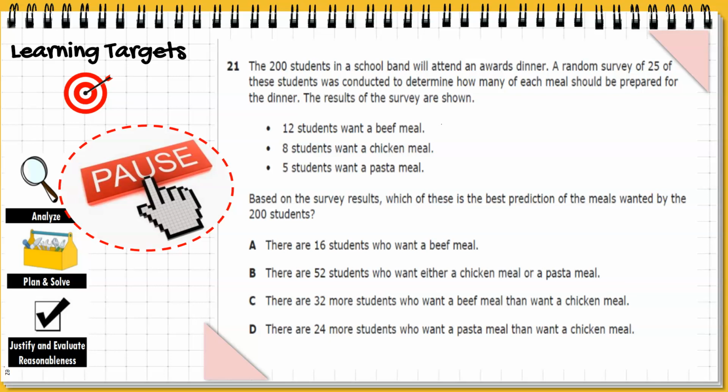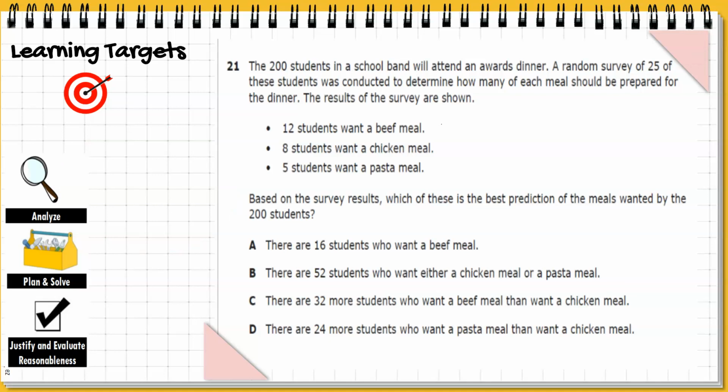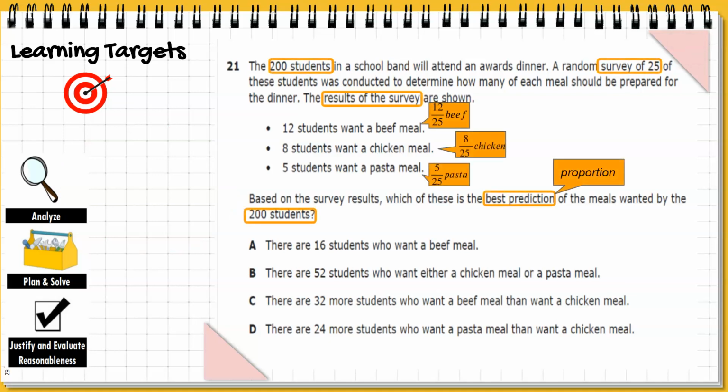On this one, I'm going to go ahead and just show my annotations. So what I did for my annotations for the analyzation is I took my information in the top and I put it where it goes next to the bulleted list. I noticed that in my problem stem, it's asking for the best prediction. And when I see a prediction, I need a proportion. And my prediction is of 200 students. So in A, it says 16 are beef. So my annotation, well, beef is 12 out of 25.